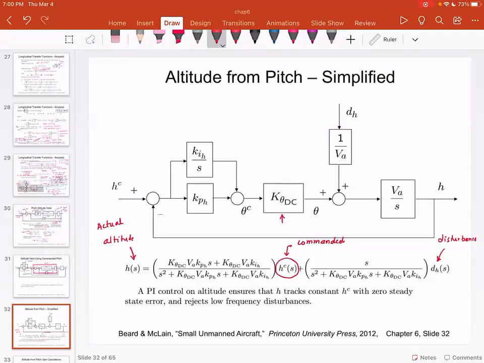So what you have is, again, all the terms that we found out earlier, they are popping in. But in addition to that, you have these terms, KIH, KPH, and these terms need to be determined. So what we do is we implement a PI control, proportional and integral control, that ensures that the actual altitude is maintained close to the commanded altitude and the disturbance is canceled out.